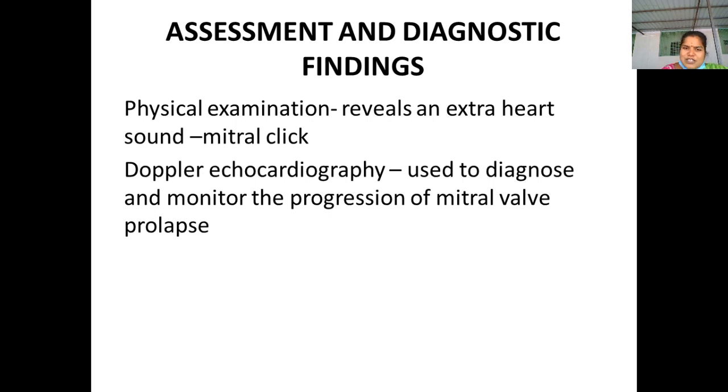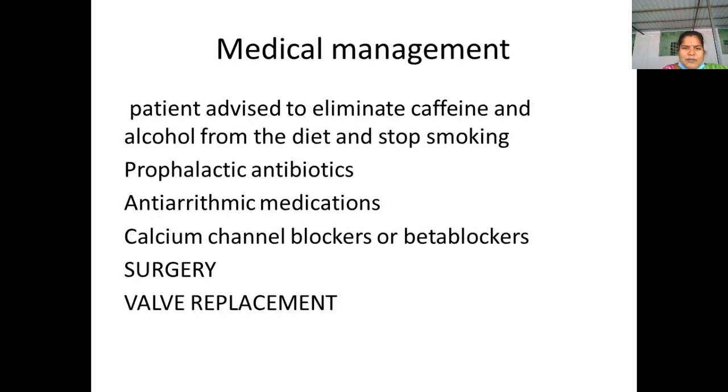Assessment: physical examination reveals the heart sound, the mitral click. A Doppler echocardiogram helps us diagnose and monitor the prognosis of mitral valve prolapse. Medical management includes advising patients to eliminate caffeine and alcohol from the diet and to stop smoking. Prophylactic antibiotics, antiarrhythmic medications, calcium channel blockers and beta blockers can be given, and moreover surgery or valve replacement.